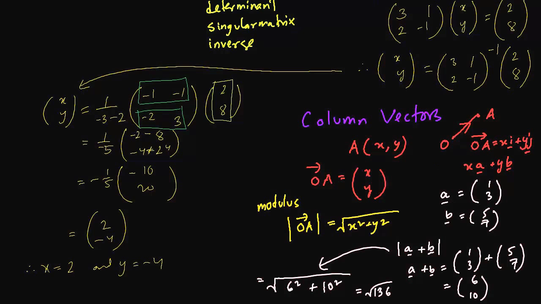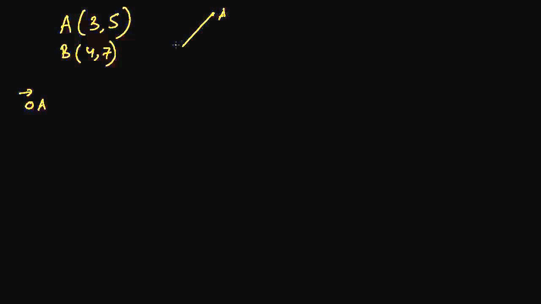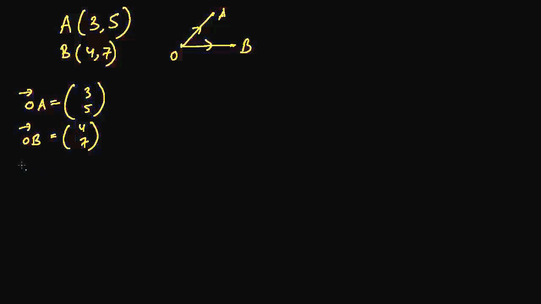Let me just do one more example before I end this. Suppose you have a point A and it is 3, 5. You have a point B which is 4, 7. Now if I want to write this as a column vector, that means the position vector, remember it's point A from the origin, and this is point B from the origin. So you write the position vector as 3, 5, which is a matrix with one column or column vector, and the position vector of B is going to be 4, 7.